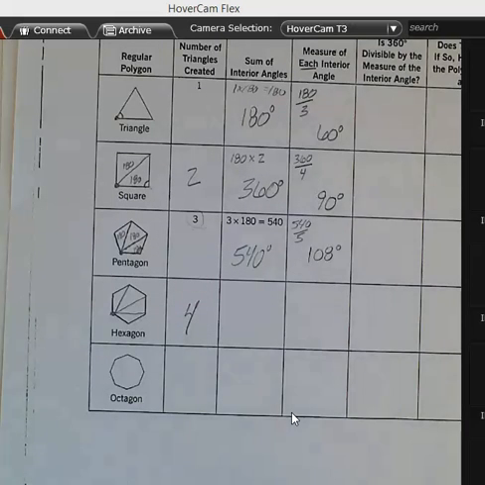Who thinks they can explain it? Talk amongst your table mates. Do that first. See if you can come up with an answer.